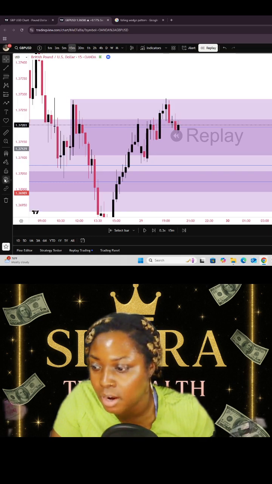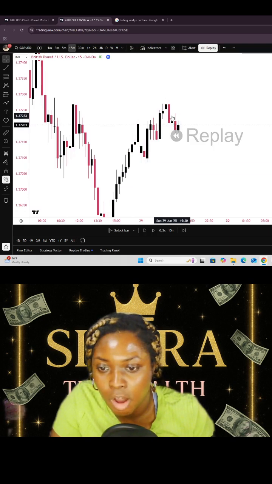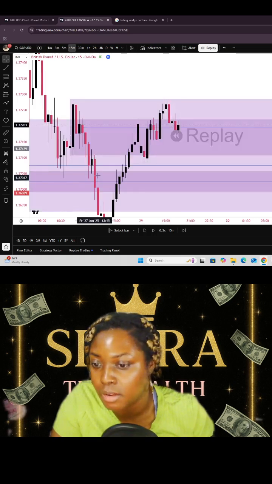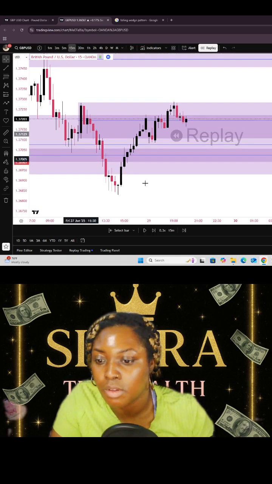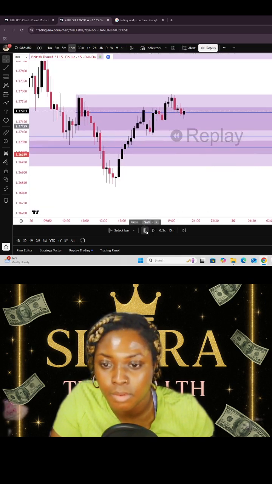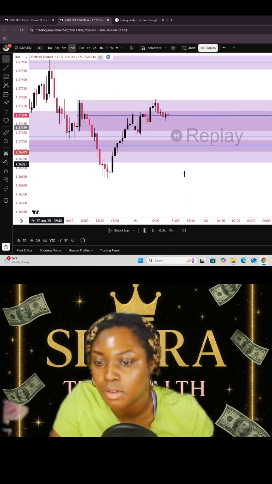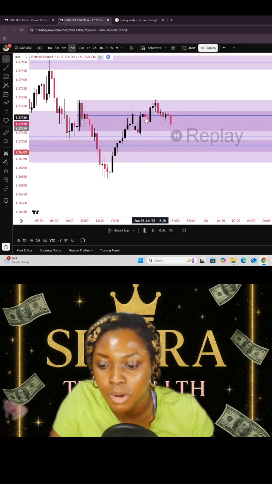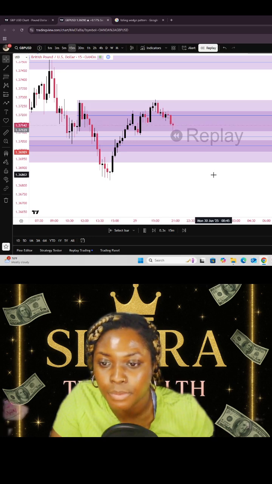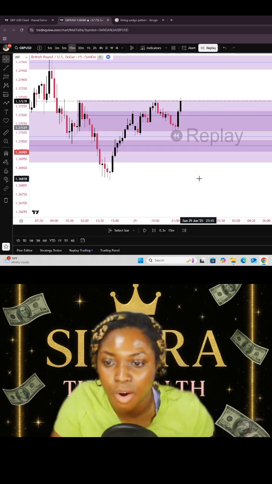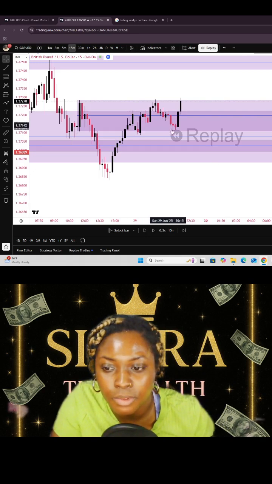This candle right here engulfed this one and this one. So this is suggesting that price could fall again. We're going to keep watching. And this is on Sunday, okay? Pause. All right. So price fell, right?